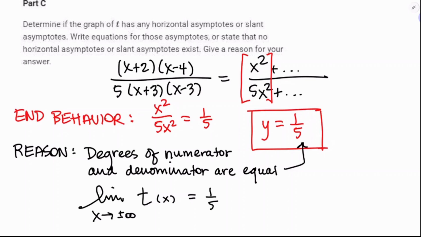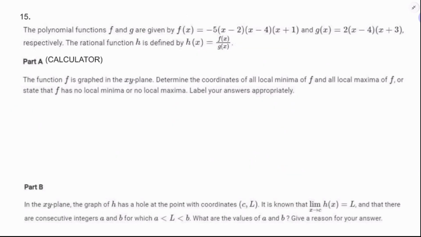But it did say it was 2 points: one for the equation of the horizontal asymptote, not including any other asymptotes, and then one for the reason. So it's definitely good that we put that down.